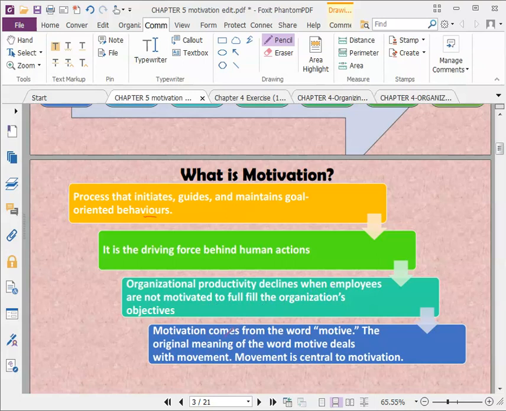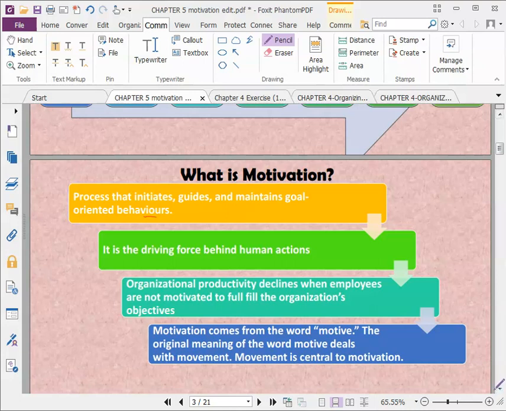Okay, so motivation comes from the word motive. The original meaning of the word motive deals with movement. Movement is central to motivation. Okay, so that is about motivation. What are the factors that lead you to do something?